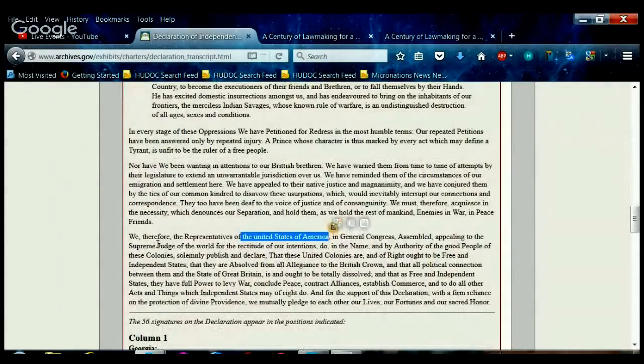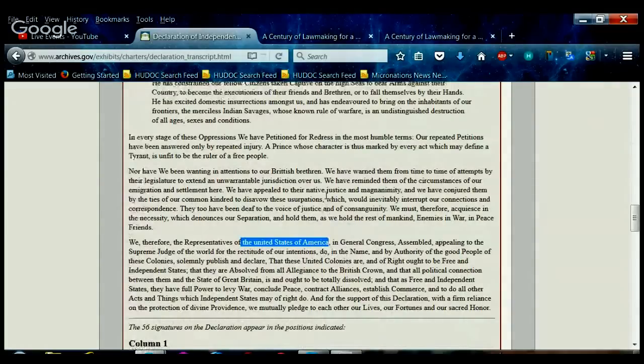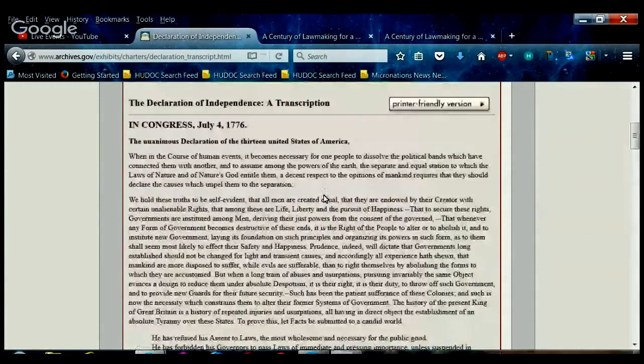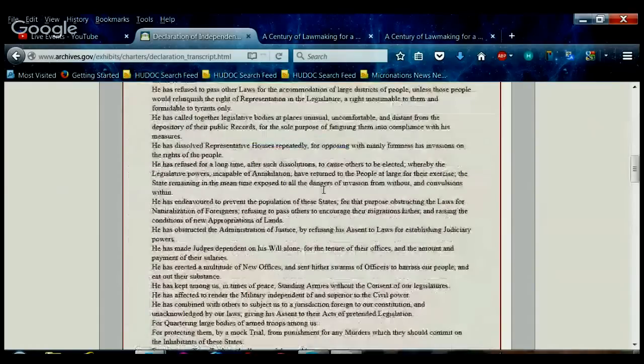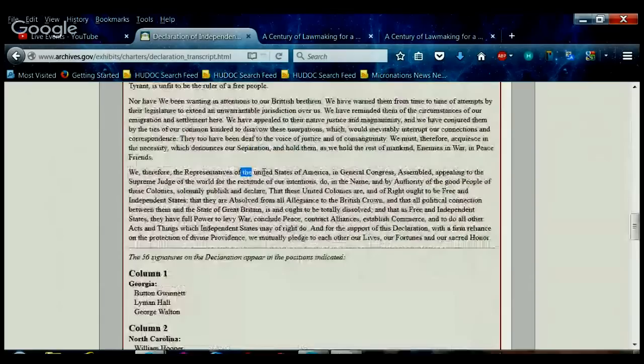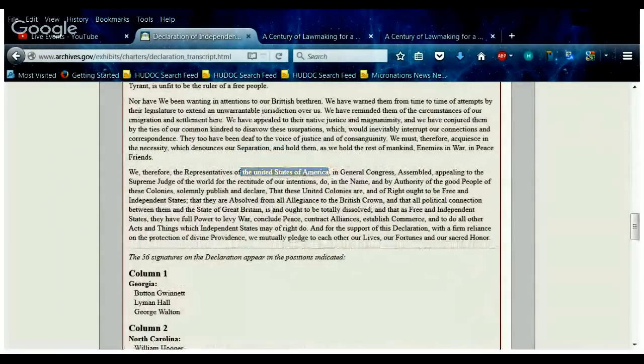What this should have said is, we therefore the representatives of the 13 United States of America, just like it says in the title, the 13 United States of America, just like that. When they changed it, now the representatives of the United States of America have not declared independence. And that's how you can change the entity really, really quick.